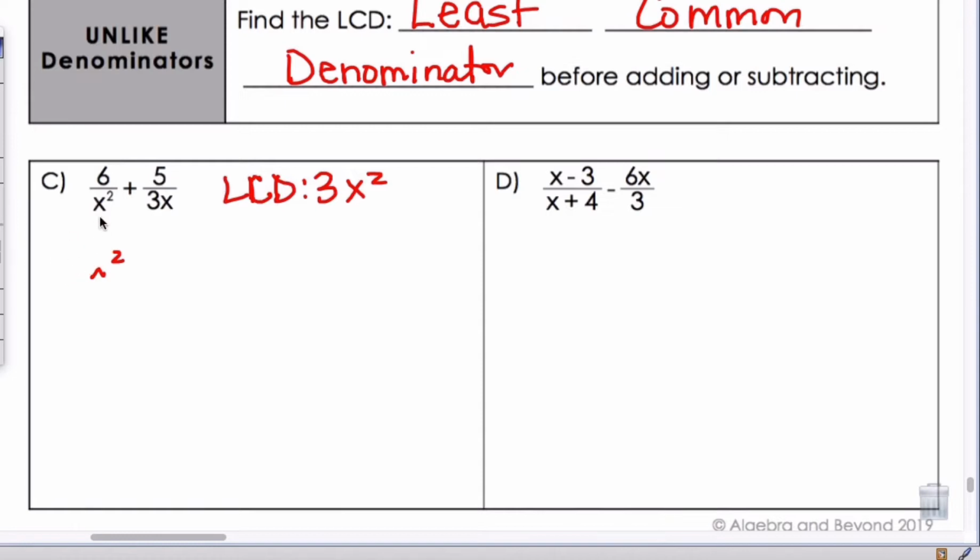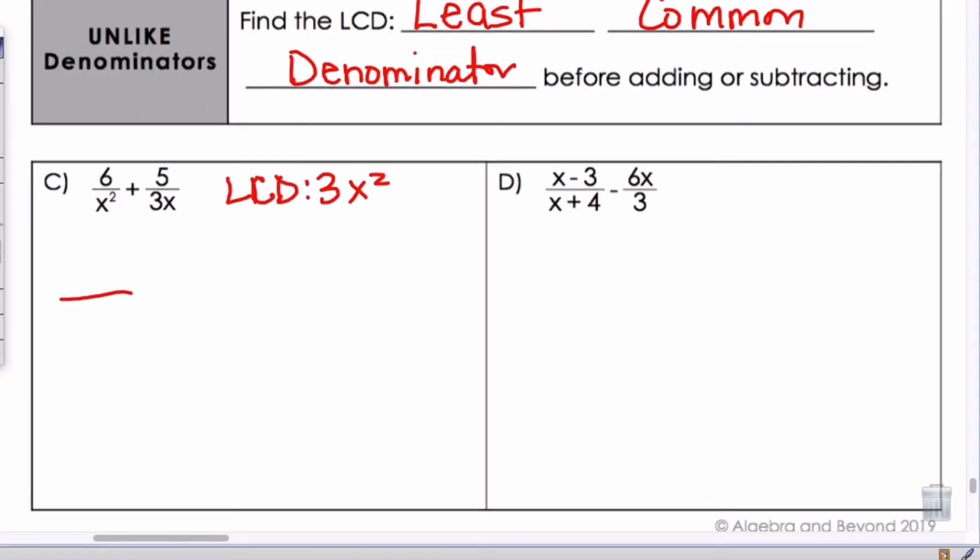Then I'm going to rewrite. Actually, let me do an extra step here just so we can see what we're doing. If I have 6 over x squared, what do I multiply the numerator and the denominator by in order to get 3x squared? Well, I have to multiply by 3 over 3. Let's leave that. That's what we have to do. For this one, we have 5 over 3x. What am I going to multiply the numerator and the denominator by in order to get 3x squared? Well, I have to multiply it by one more x.